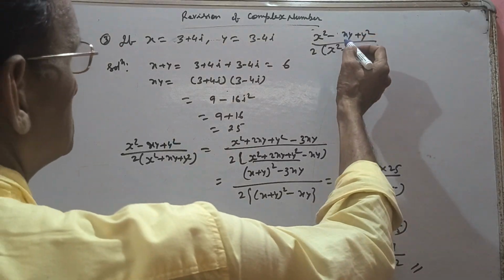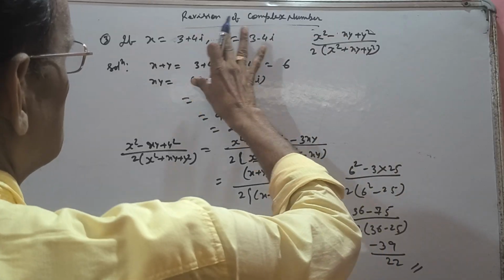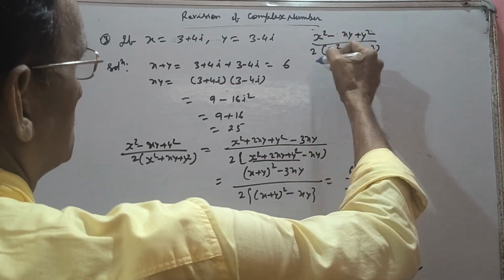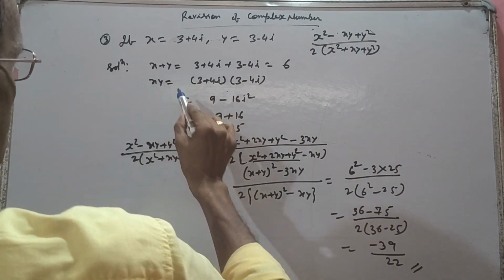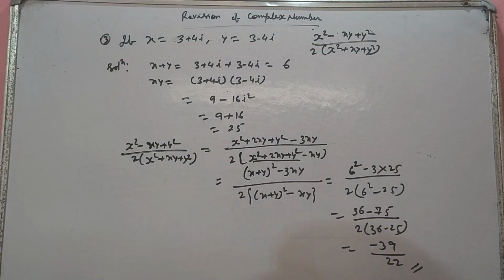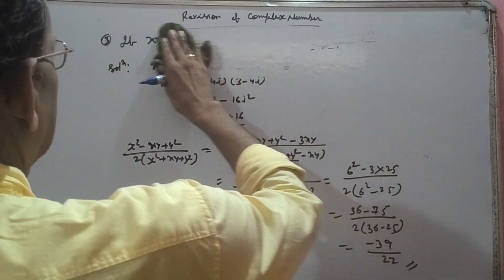This type of many sums are there. You need to find the value of different things, different algebraic expressions. So always first you will find this and then go ahead. Okay, now next number.